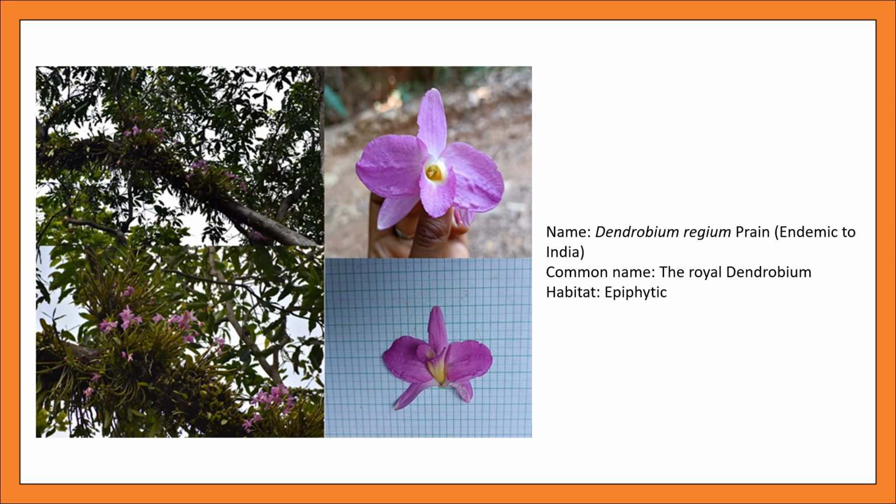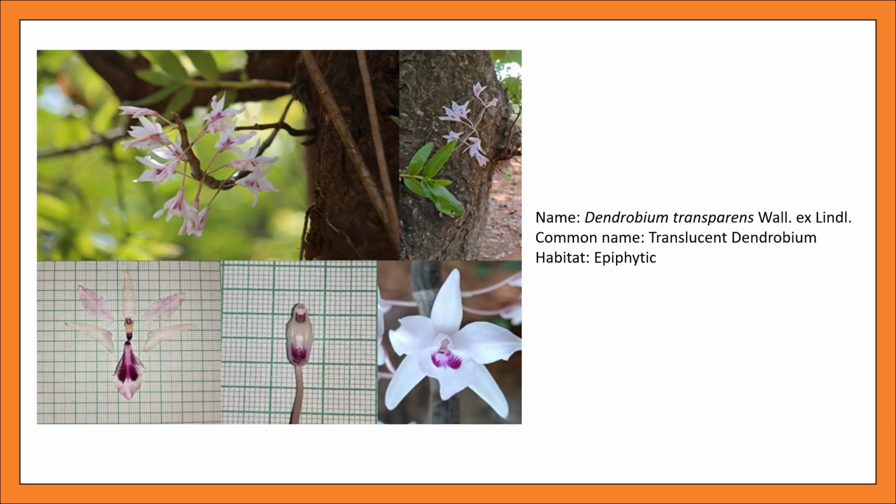It is Dendrobium regium. It comes under the threatened category and it is endemic to India. It looks very beautiful when it blooms. So the common name is the Royal Dendrobium. Dendrobium transparens or translucent Dendrobium.